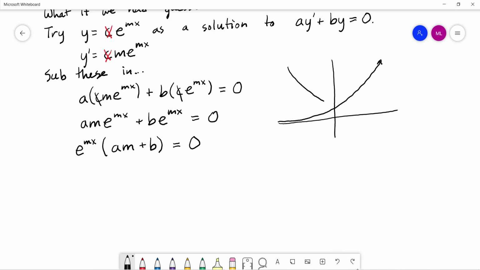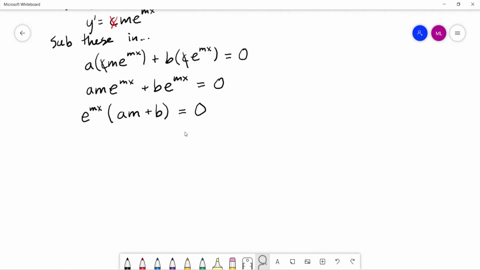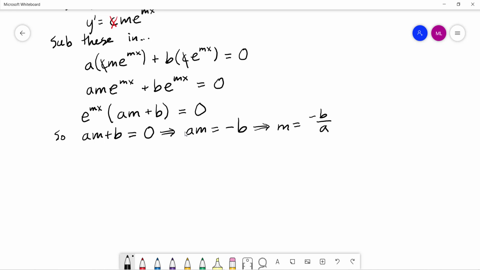It approaches 0 at these extremes, but it's never equal to 0. So this part can't be 0, but if this product is 0, that means that this part has to be 0. So am plus b has to be equal to 0. What does that mean m must look like? So solve for m. That means that am is equal to negative b, and we can divide by the a to get that m is equal to negative b over a.